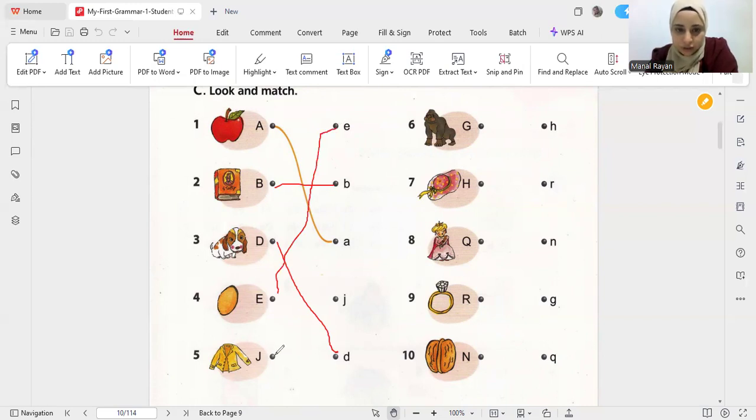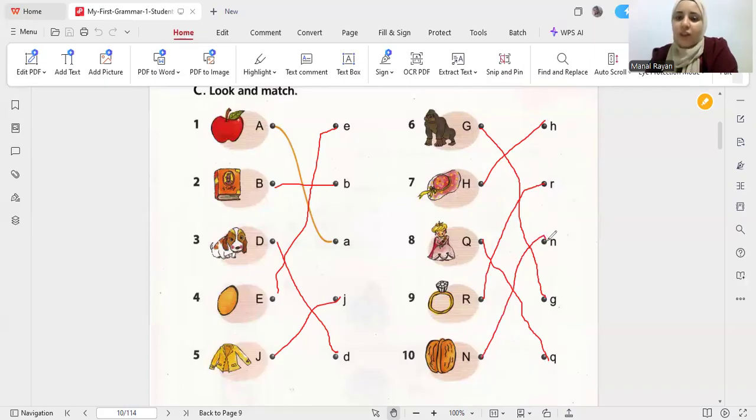G, where's the G? H, where's H? Q, where's Q? R, with letter R. N, with letter N. Match the capital letter with the small letter. Okay, so we have capital letters, we have small letters, we have consonant letters, and we have vowel letters.